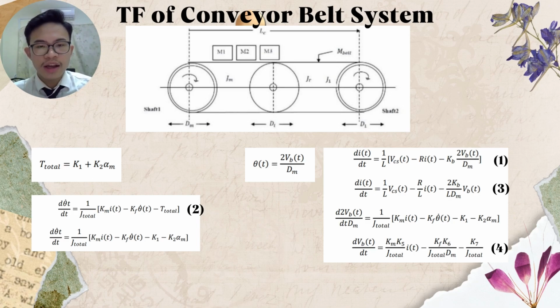At the right-hand side, we substitute the equations into equation 1, which was obtained in the previous slide, and this gives equation 3. From the left-hand side equations, we substitute in the equation in the middle also, and we get the equation labeled number 4 in this slide. This will be the transfer function for the conveyor belt system.